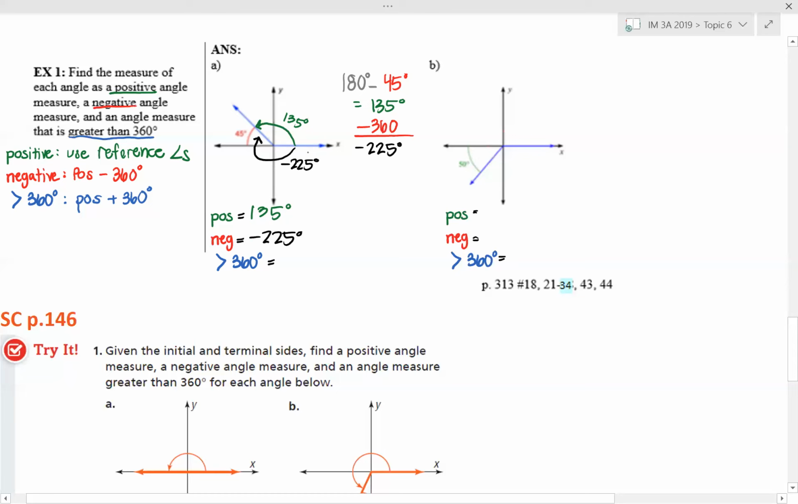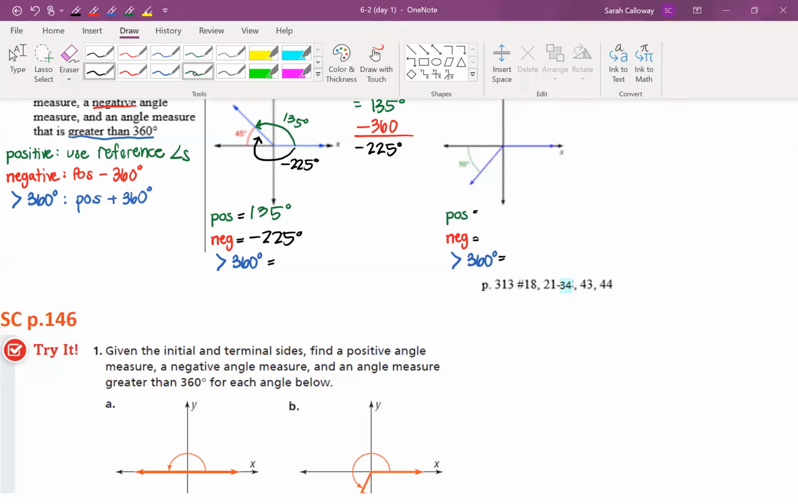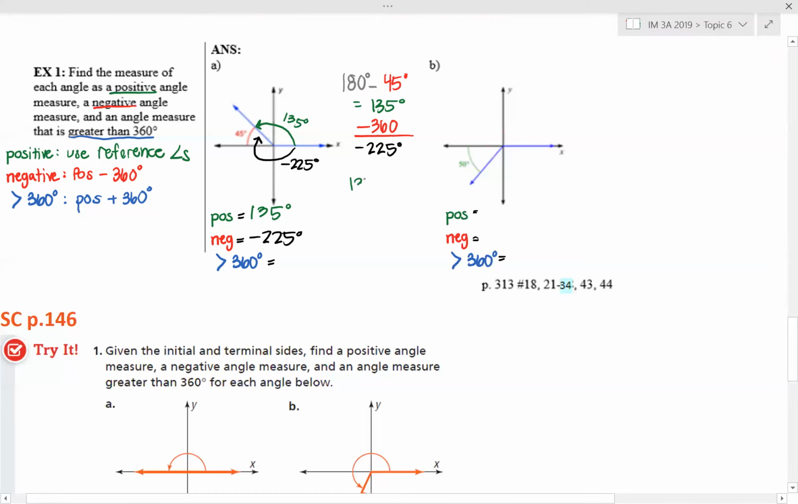And then finally, it's asking me for an angle greater than 360 degrees. And so in order to do that, what I'm going to do is take my positive angle again. So in this case, 135 degrees, and I'm going to add 360 to get that positive coterminal angle. So 360 plus 135 is 495 degrees. And so the positive coterminal angle that's greater than 360 is 495 degrees.